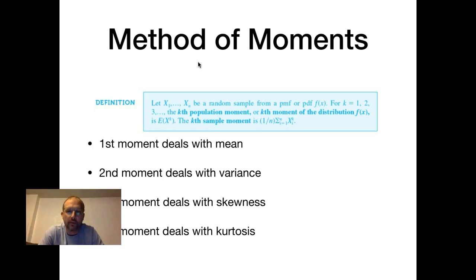Method of moments is just one way of estimating actual population descriptive statistics from a sample. We're going to talk about first, second, third, and fourth moments. The first moment deals with mean. So for this definition, if n is 1, then I'm dealing with the first moment. Second moment deals with variance, and with variance I can determine standard deviation. The third moment deals with skewness, and the fourth moment deals with kurtosis.